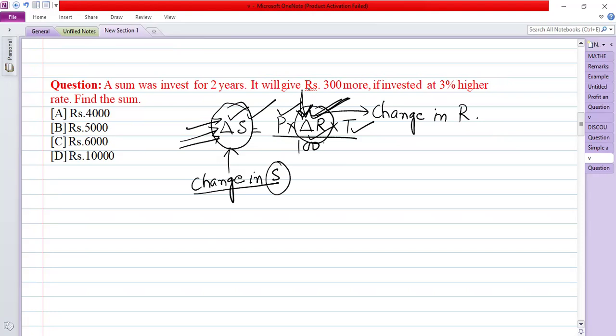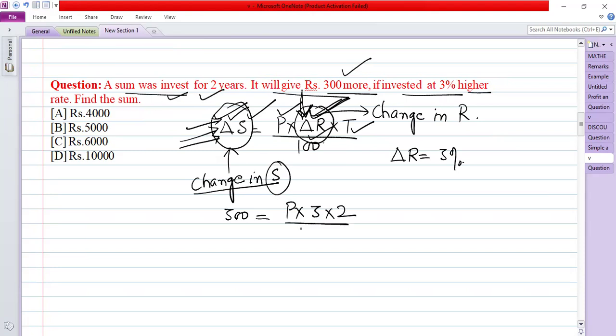So here it is given that the sum was invested for 2 years, and it will give 300 more if invested at a 3% higher rate. So what is this delta S given? It is given to be 300 more. This delta R is 3% higher, so delta R is 3. So again, principal amount P, delta R is 3, and the time is given to be 2, divided by 100.